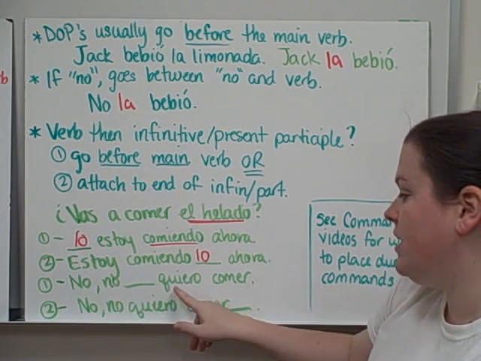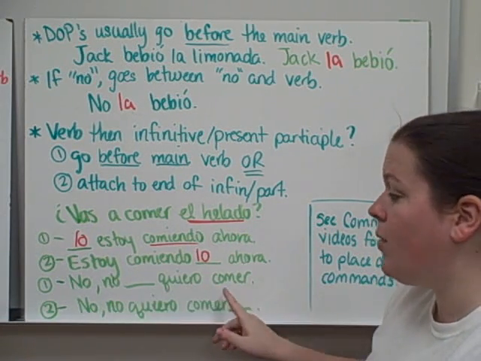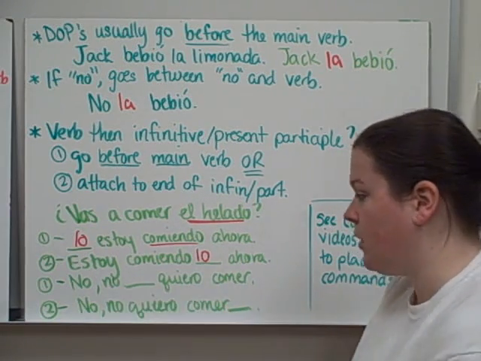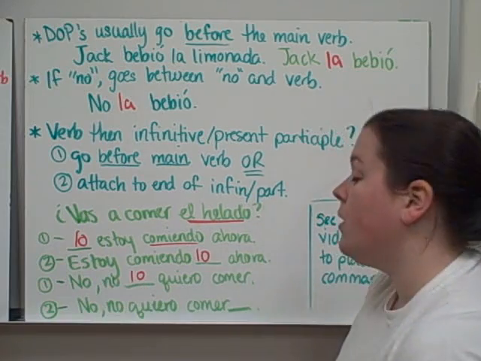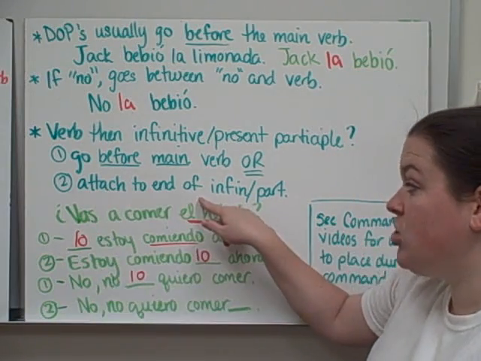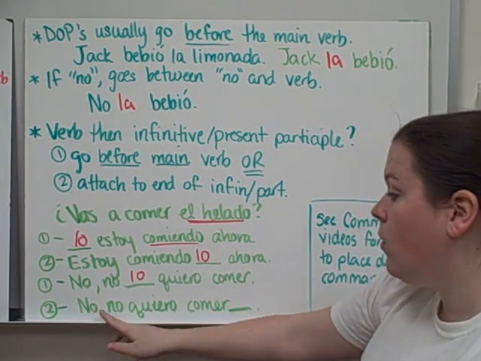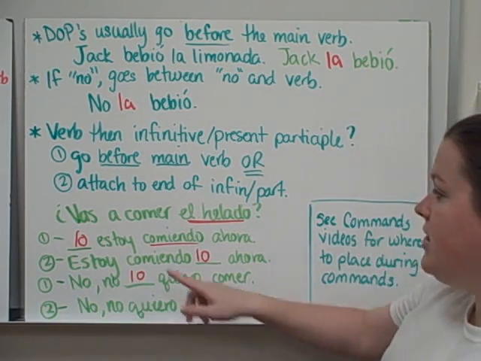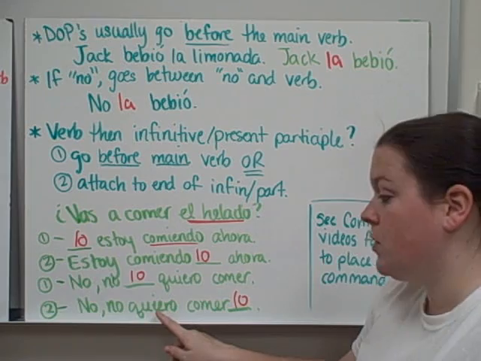No blank quiero comer. So I know I don't want to eat it. So remember, it goes between the no and the verb, so the lo will go there. Or if you want to attach it to the end, no quiero comerlo. Now we're not attaching it to the first verb, to the main verb.